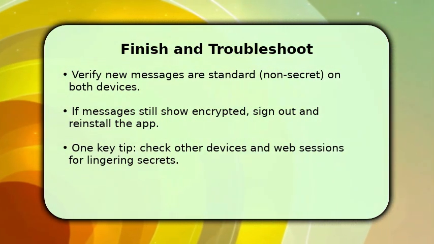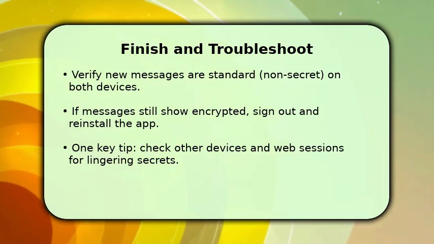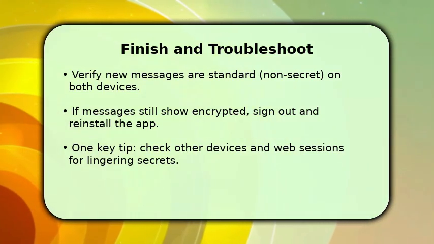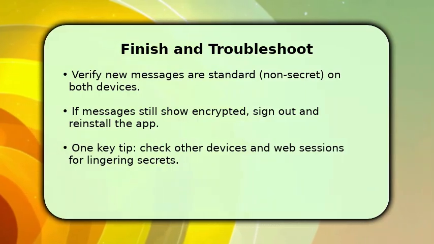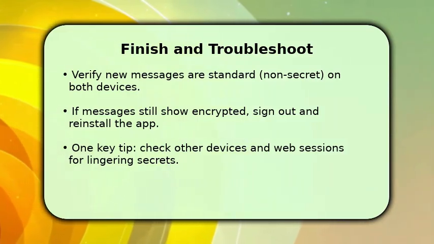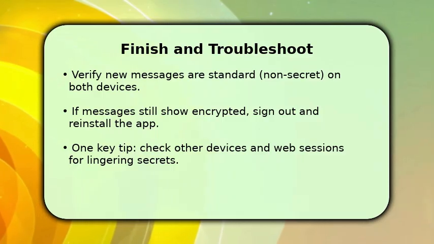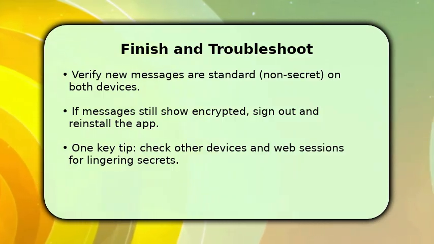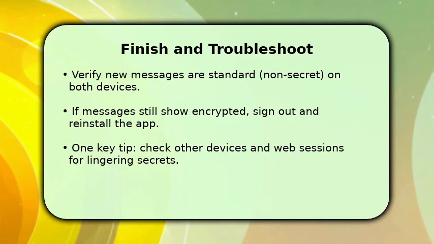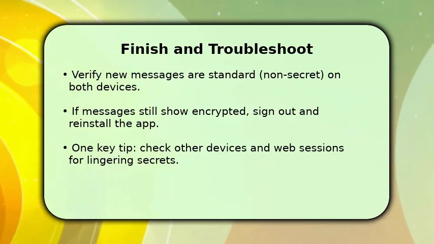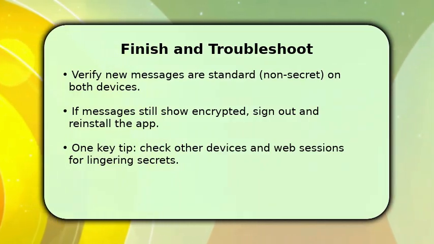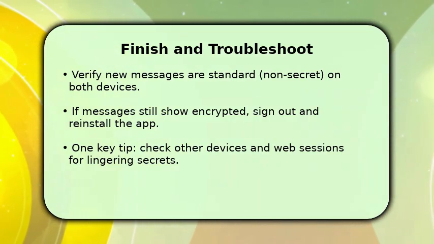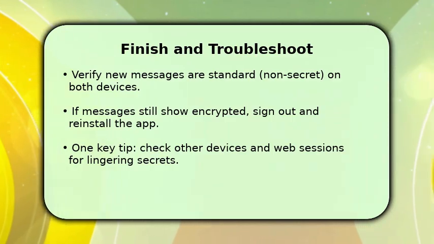If you still see encryption indicators, sign out everywhere and reinstall Messenger, then recheck privacy settings. This clears stale flags. Make sure linked devices and web sessions are updated, because a secondary device can continue secret threads. If issues persist, restart devices and repeat deletion of secret threads. That one troubleshooting tip resolves most lingering encryption markers.